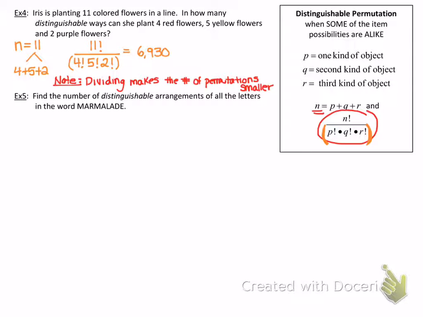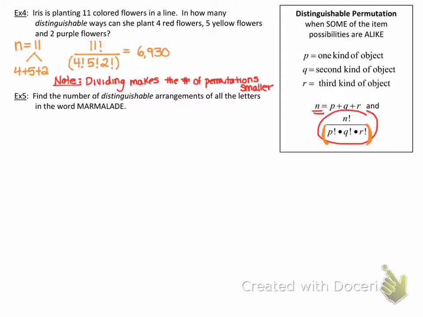Something else is that dividing makes the number of permutations smaller. So if we had 11 flowers and they were 11 different colors, that number would be greater than 6,000. But once you divide by the groups of colored flowers, then that number comes down. Okay, so let's look at the next example.